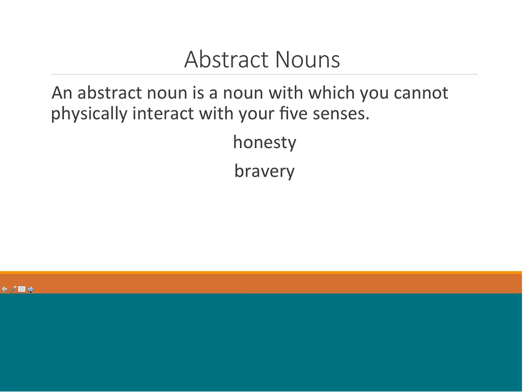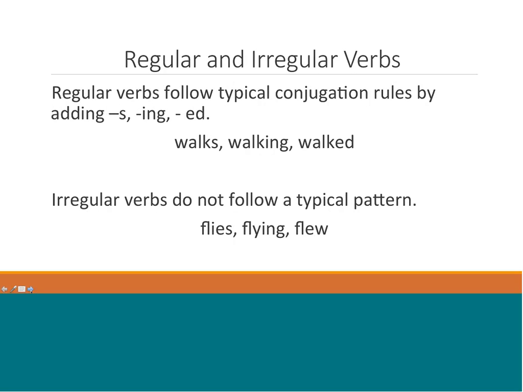All right, so an abstract noun is a noun which you cannot physically interact with using your five senses, like honesty and bravery. Regular and irregular verbs. Regular verbs follow the typical conjugation rules by adding s, ing, and ed, like walks, walking, and walked. While irregular verbs do not follow that typical pattern, like flies, flying, and flew.